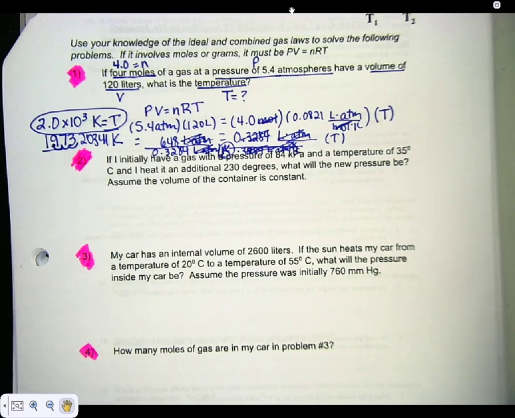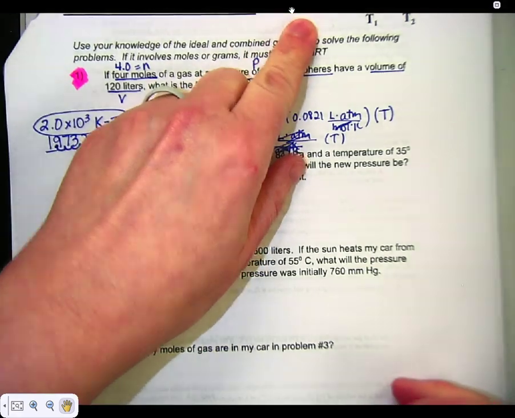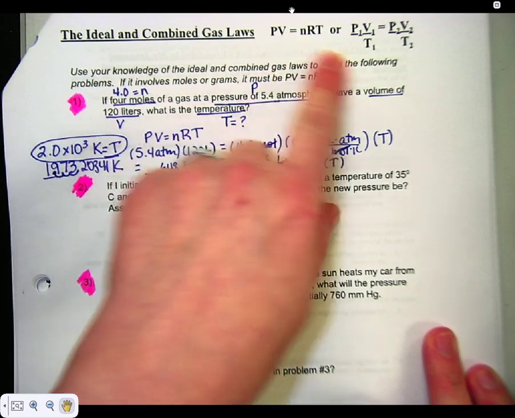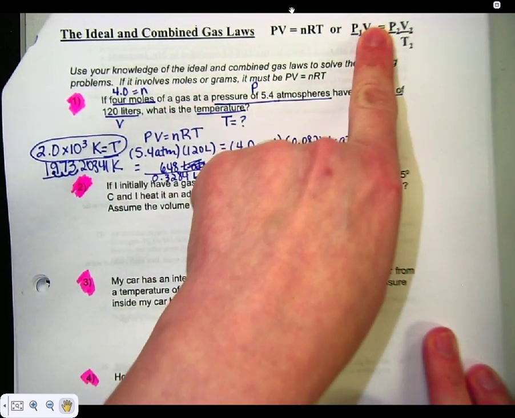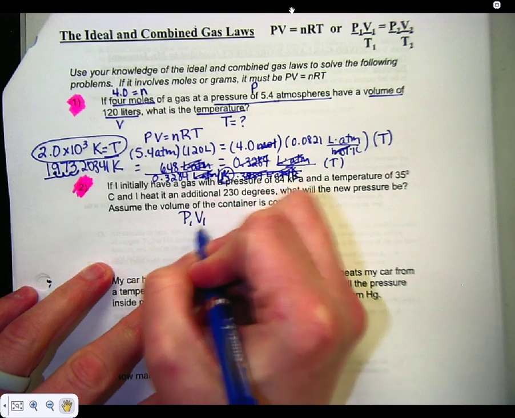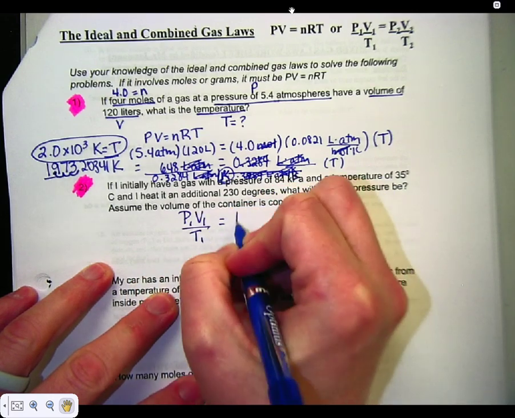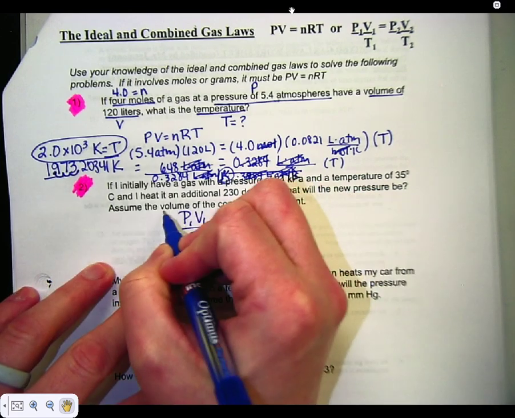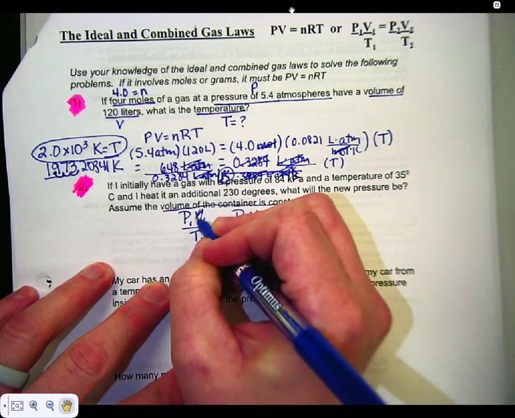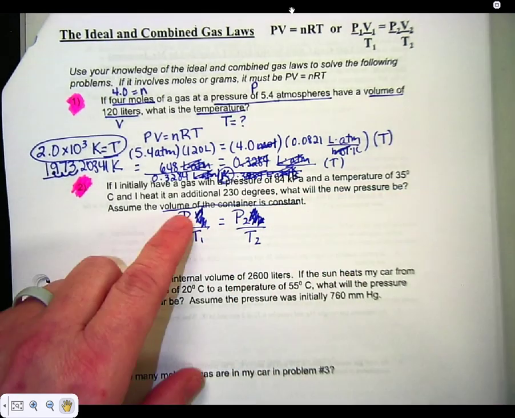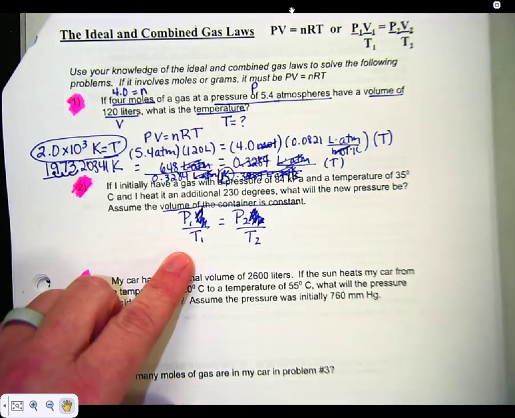So if it doesn't say anything about moles of gas or amount of gas, then I'm probably not using the ideal gas law because that involves moles of gas. The combined gas law does not. So I'm probably using P1 V1 over T1 equals P2 V2 over T2. Again, notice the volume remains constant, so I can just get rid of volume. And what I have left is P1 over T1 equals P2 over T2.